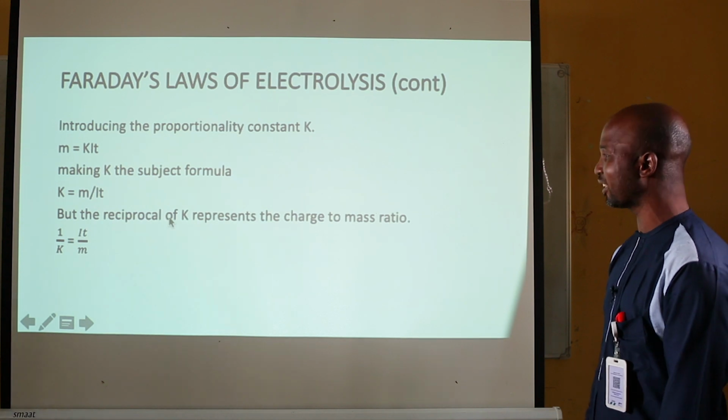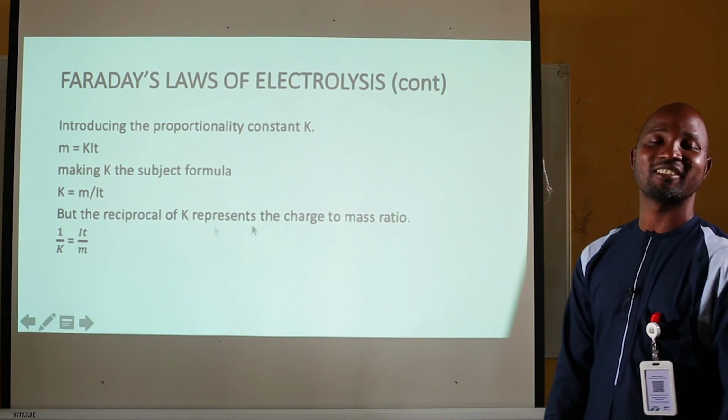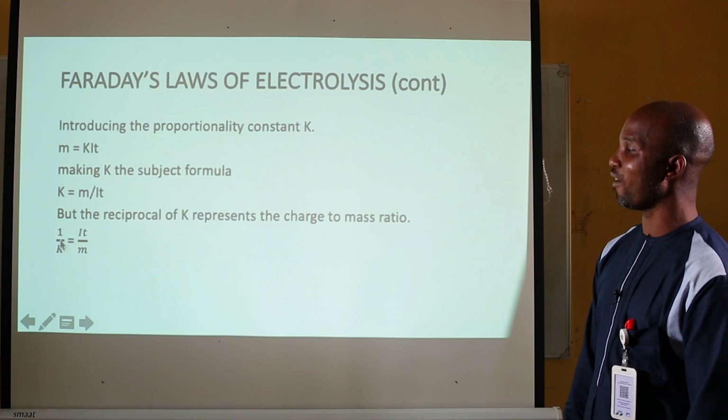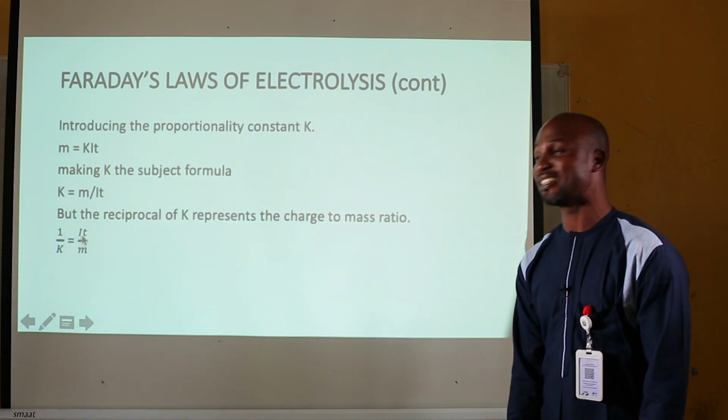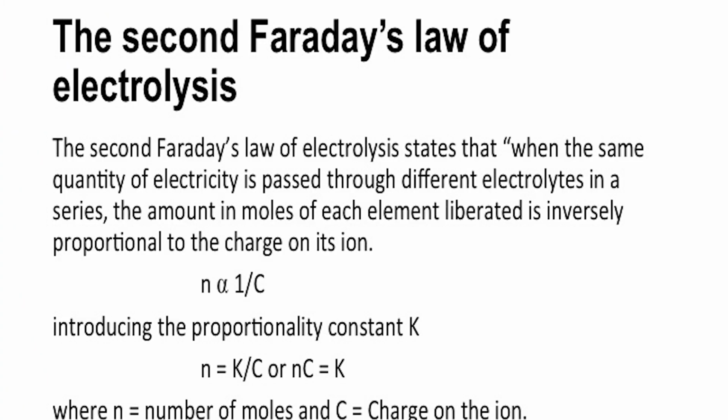But the reciprocal of K represents the charge to mass ratio, such that 1 over K is equal to IT over M. Remember, M is our mass, I is our current, T is our time in seconds. My viewers, the second law of electrolysis I would like to make quickly, because we'll use examples to illustrate how these laws can be applied.